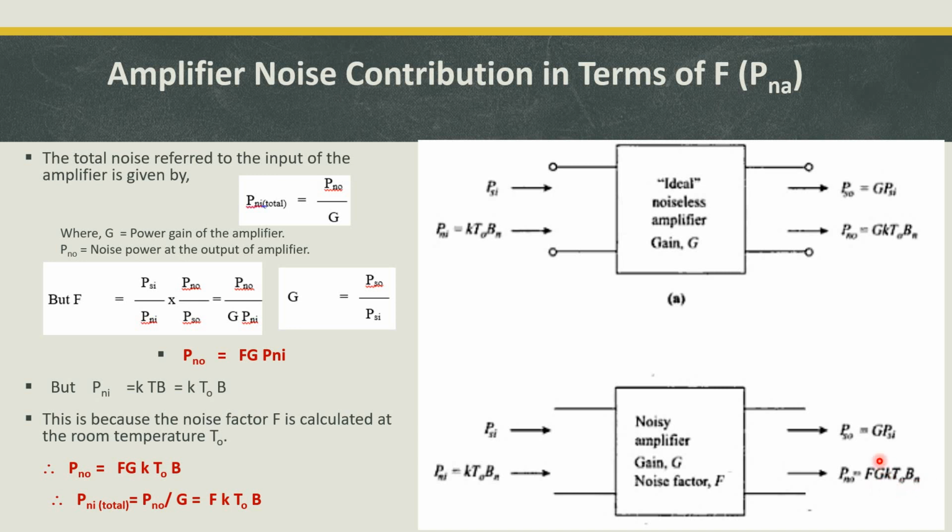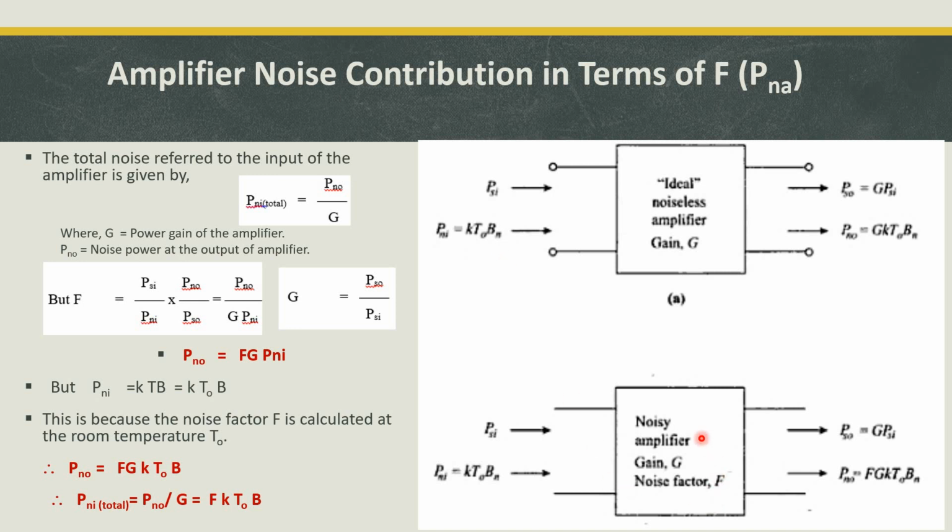So we have to calculate what is F, that is, the noise power contributed by the amplifier. Then we can start how to calculate this corresponding F or the noise due to the amplifier. The total noise referred to the input of the amplifier is the output divided by gain. The output is PN0. So PN0 divided by gain, you will get the input noise.